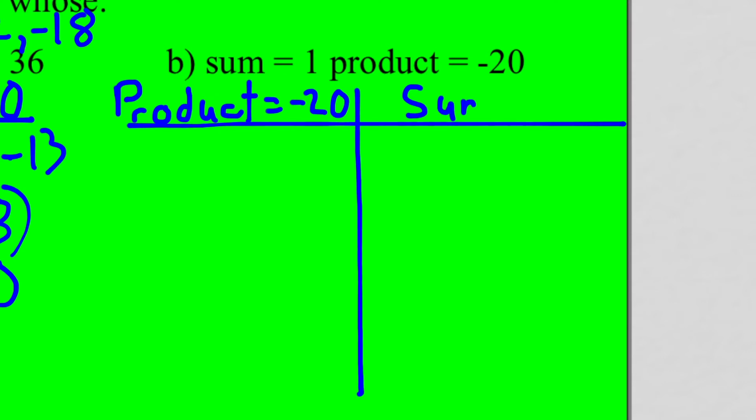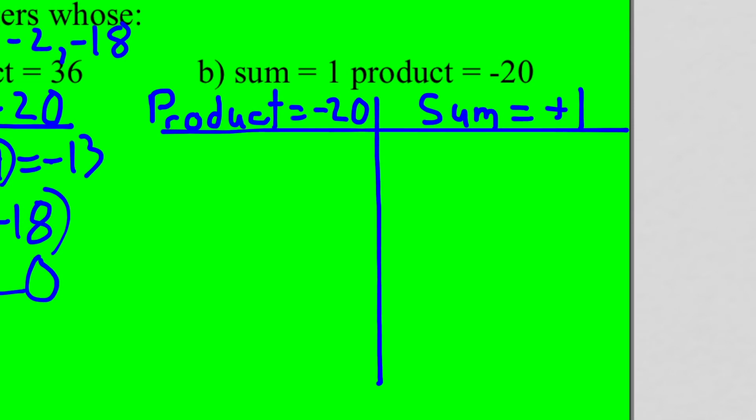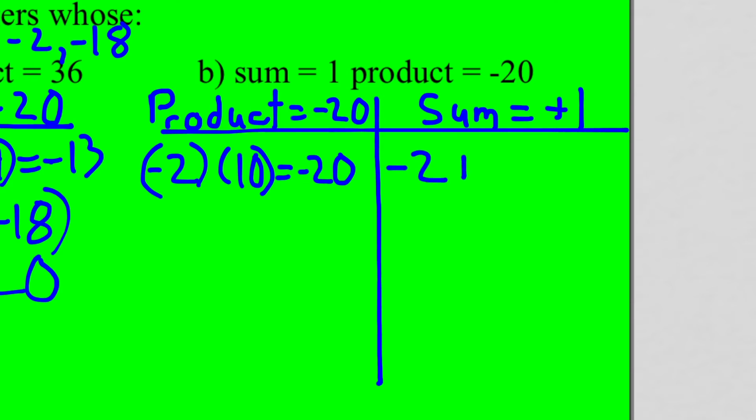Now these integers are going to have to add to positive 1. So they're going to have to be one positive and one negative, but because the sum is going to be positive 1, I'm going to have more positives. Okay, so maybe I'll guess negative 2 times positive 10. I know that's negative 20. But negative 2 plus 10 is positive 8. So not the correct answer.